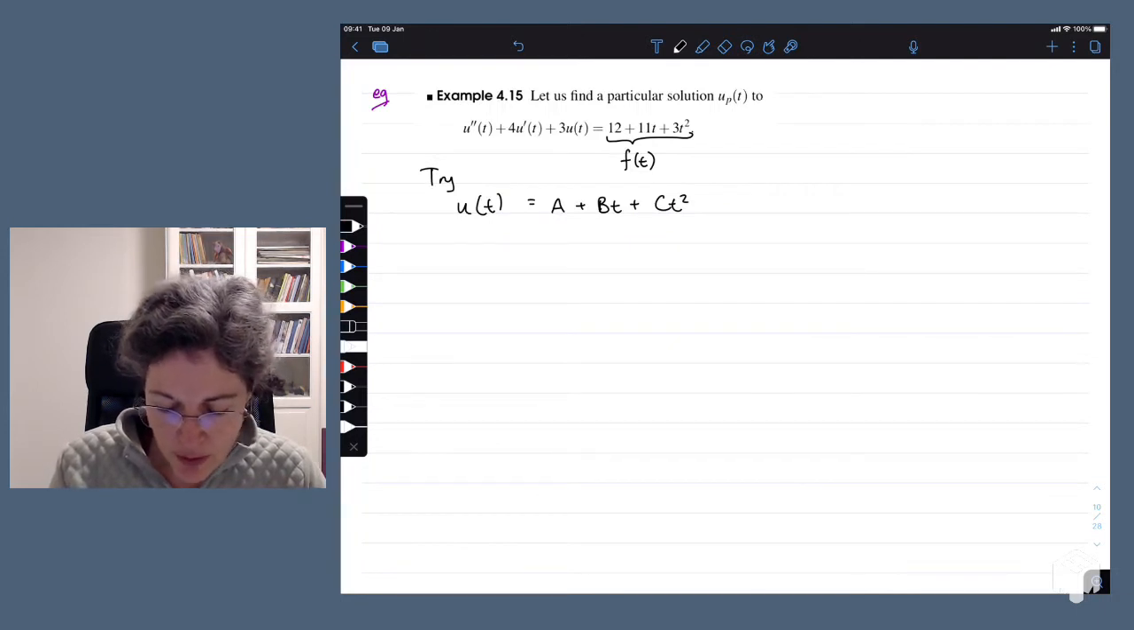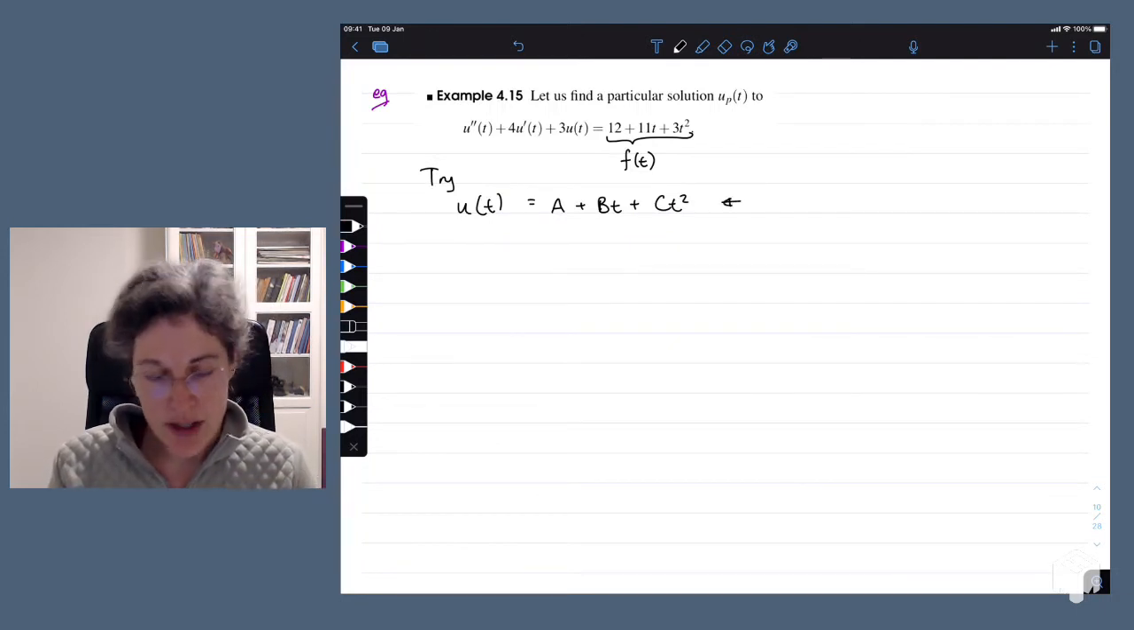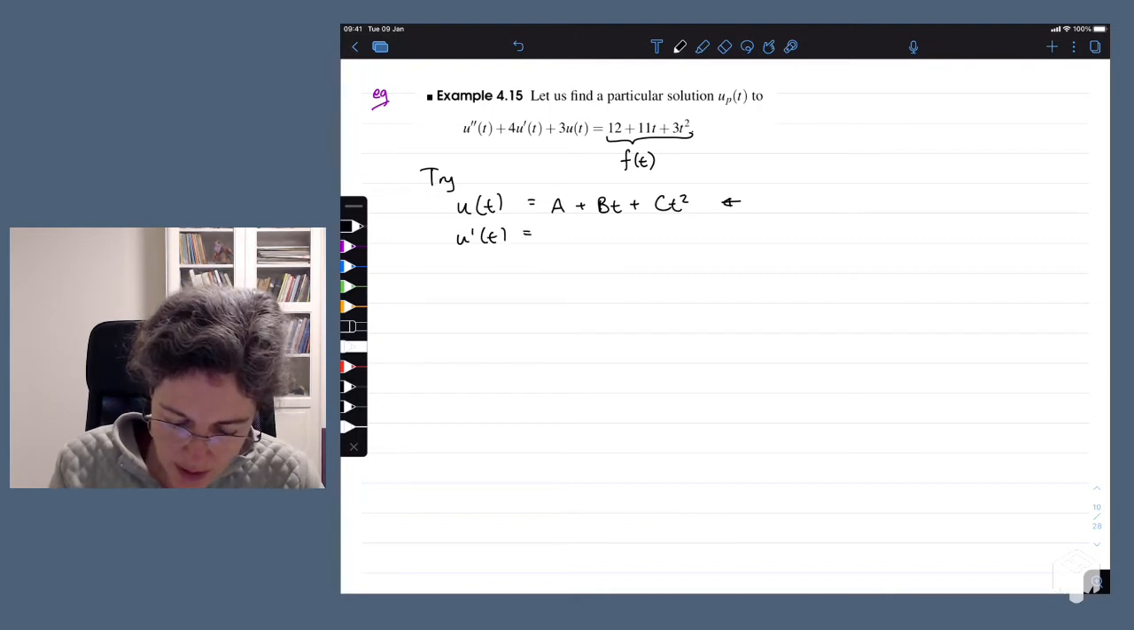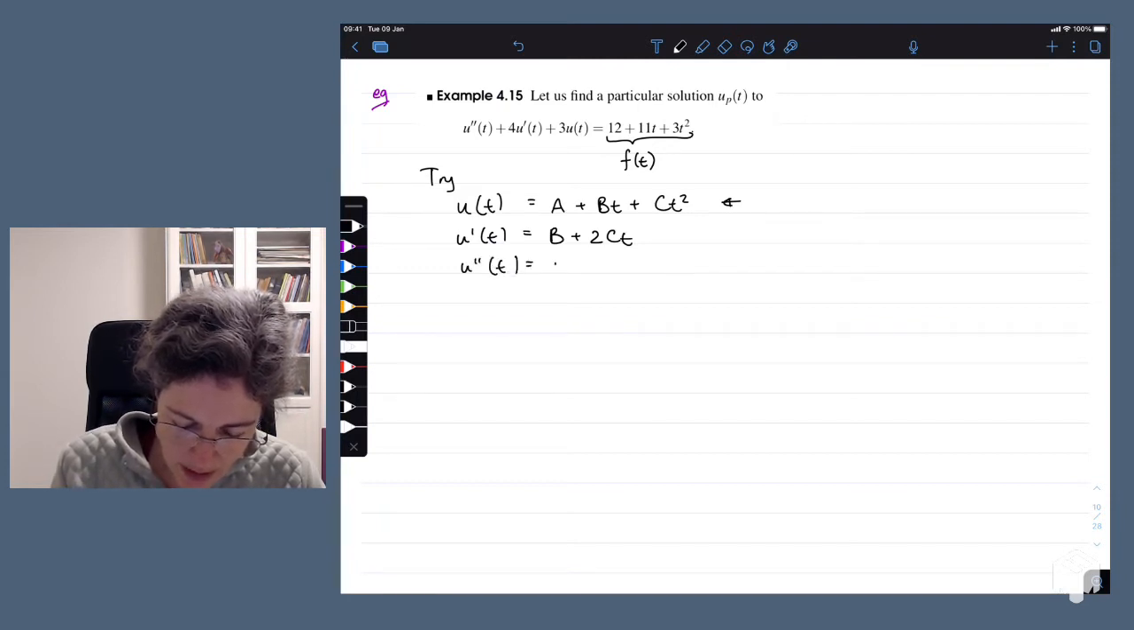Okay, so if our solution looks like this, then we need to be able to plug it into the differential equation and have it solve the differential equation. So let's try that. We're going to need the first derivative, which is going to be b plus 2ct, and the second derivative, which is going to be 2c. Now we're going to plug these into our original DE.